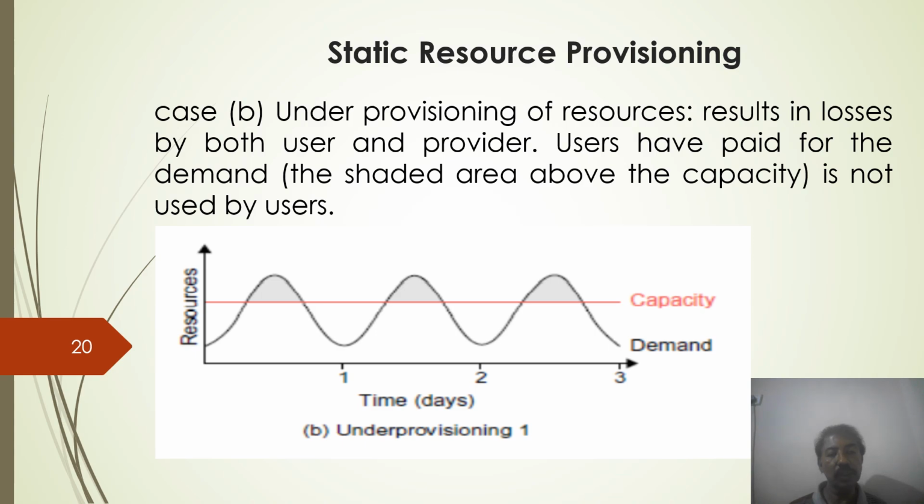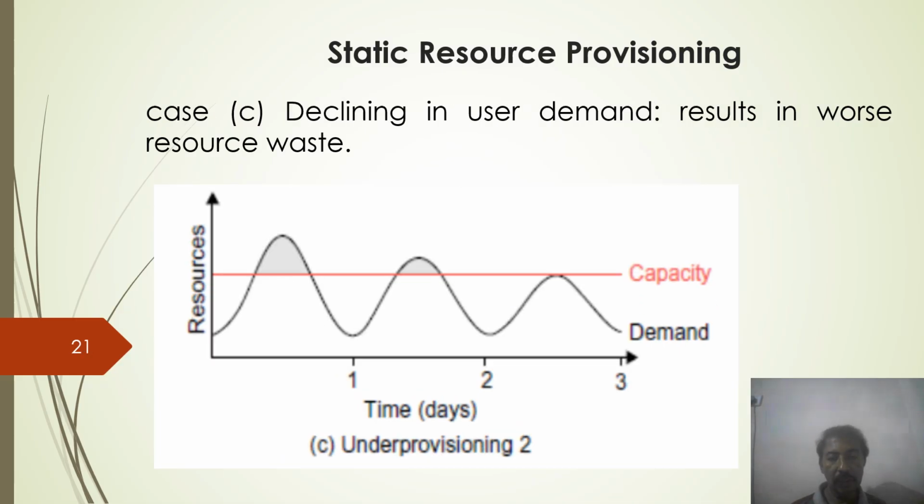Then case B, under provisioning of resources, results in losses for both user and provider. Users have paid for the demand and expect more, but we are providing limited resources. That's why it is called under provisioning. Then case C, a decline in user demand results in resource waste. We are providing, but this is not satisfying the user requests.